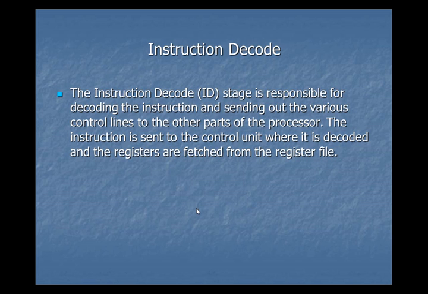Next is instruction decode, which is responsible for decoding the instruction. Decoding means fetching the data from the register.